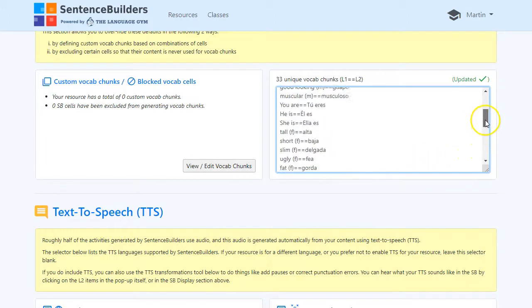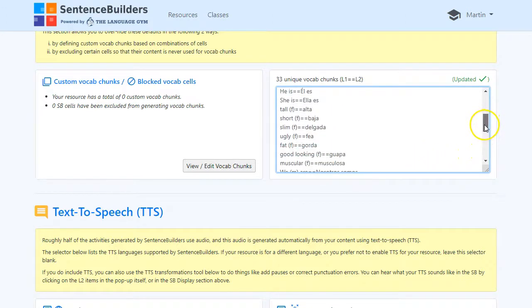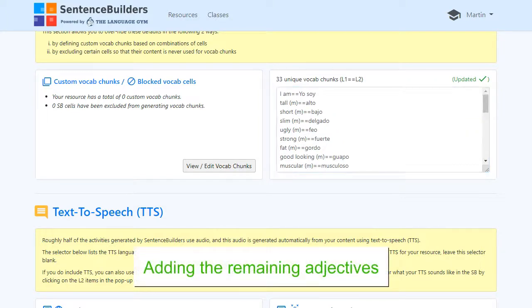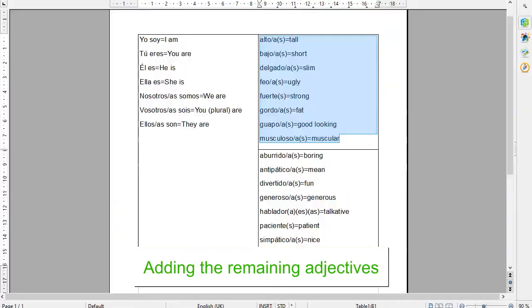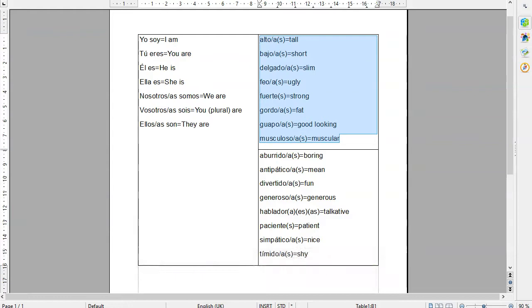And if we look up at the top there, the same is true of our feminine singular adjectives and our masculine singular adjectives too. You'll remember that from our original Word document we had a different set of adjectives which are to do with character and personality, the first set being physical, and we can do exactly the same thing with these.